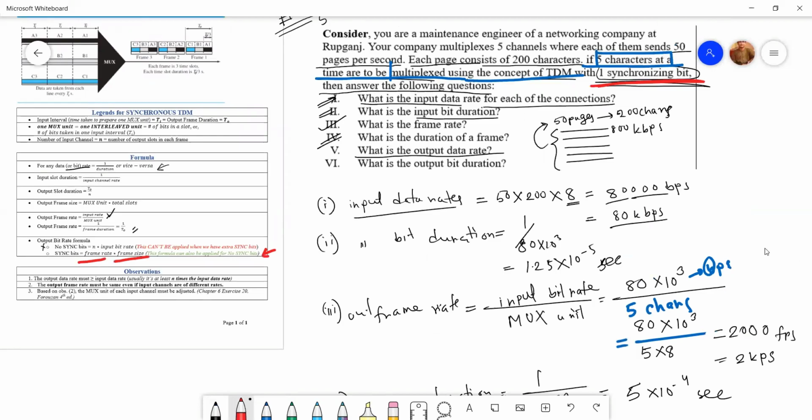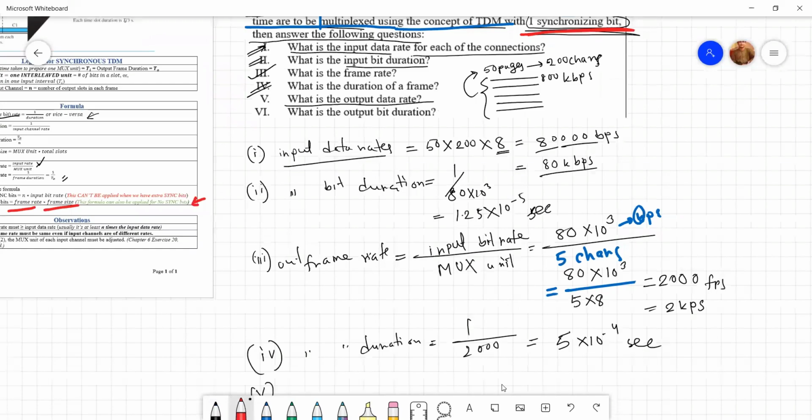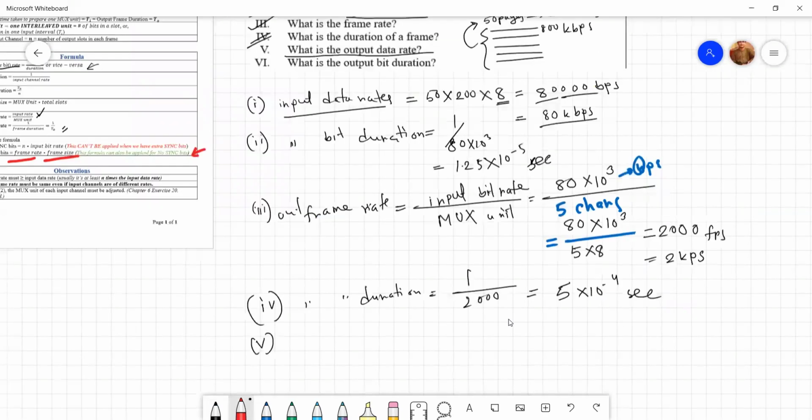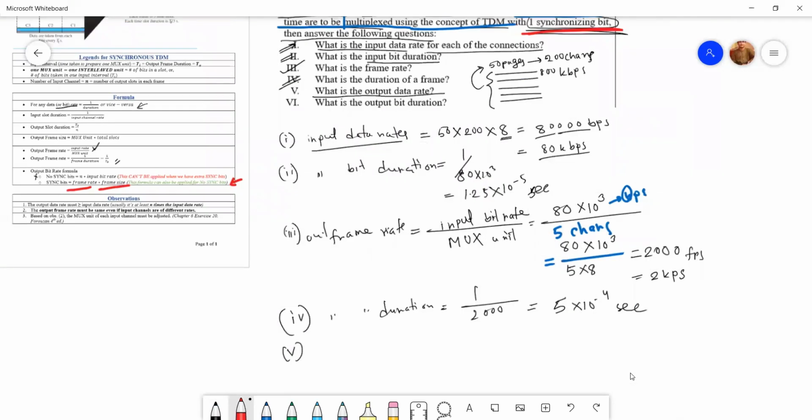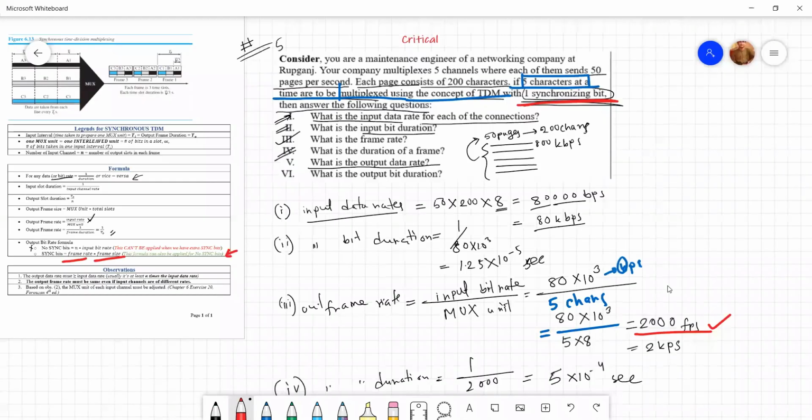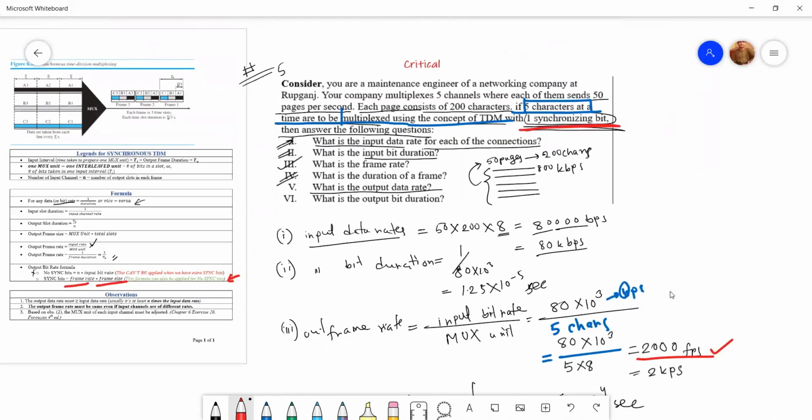Nice one. So do we know the frame rate? We know the frame rate. The frame rate is going to be 2000 fps. So this is our frame rate, and now we have to find the frame size. The frame size is an interesting, challenging one.